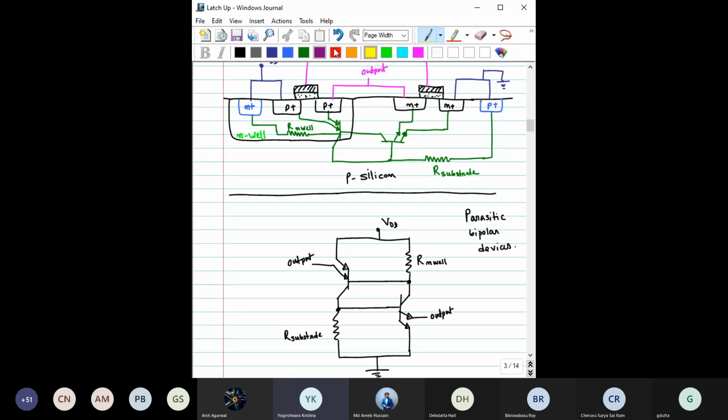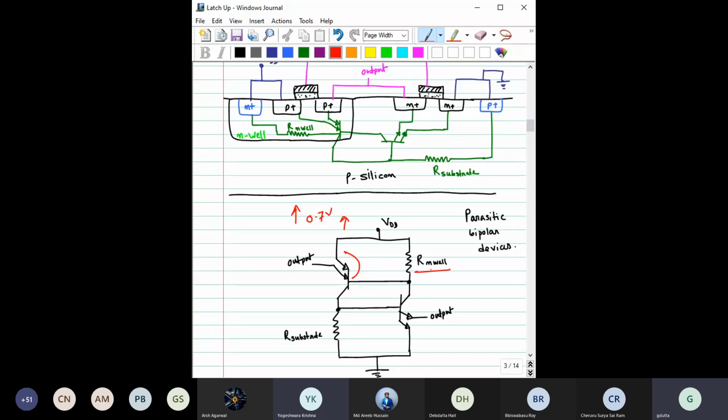Say, for some reason, there is a spike in VDD. VDD is the supply voltage, right? There might be some spike in VDD, and say that spike is greater than 0.7 volt. Basically, you have to forward bias this PN junction to switch this on. So for that, there should be some voltage spike which is greater than this PN junction turn-on voltage, right? So suppose you have that spike.